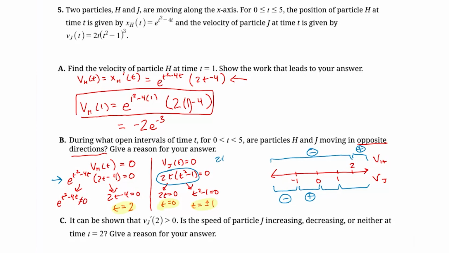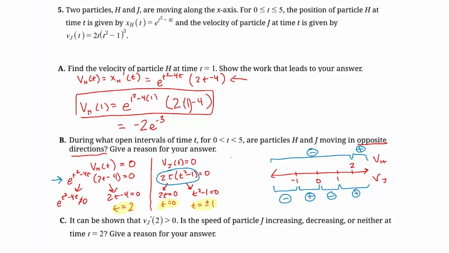And I'm looking at this equation right here, so I'm really just thinking about 2t times t squared minus 1. So when I'm saying a negative times a positive or whatever, I'm thinking about those 2 expressions. If I plug in 1/2, for instance, I'm going to get a positive number times a negative number, which is negative. And if finally I plug in a number like 2, I'm going to get a positive number times a positive number, which is positive. So now I've figured out where the velocity of particle h is positive and negative, and I've done the same thing for the velocity of particle j.